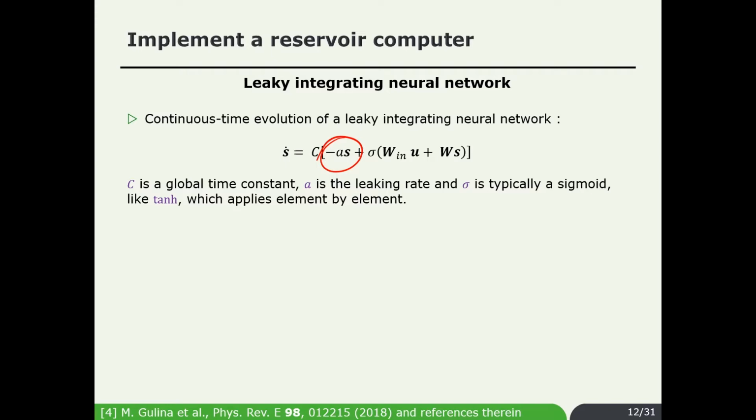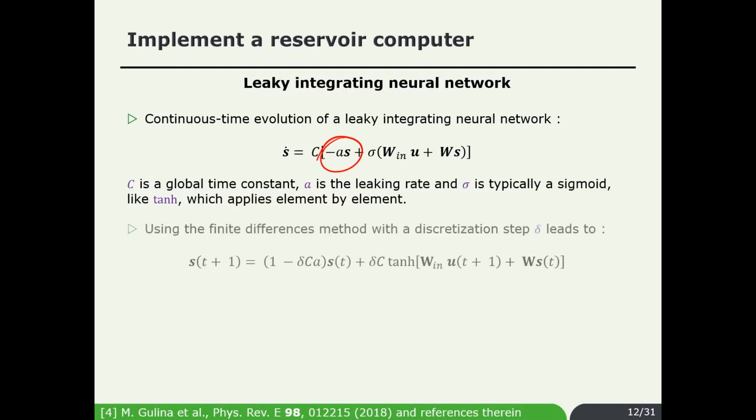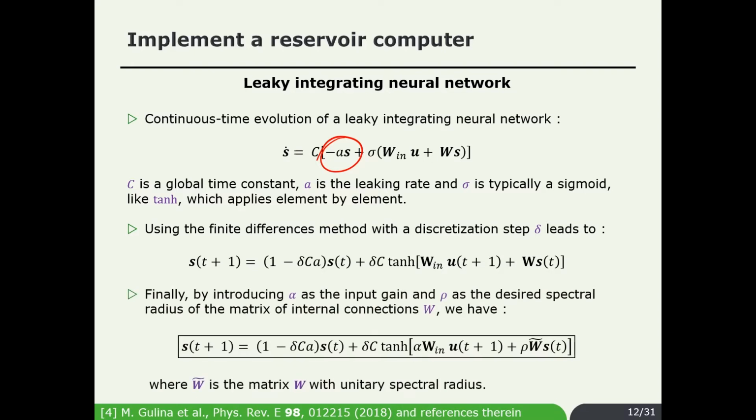Using the finite difference method with a discretization step delta leads to a discretized system dynamic, which is almost the one of the reservoir. Finally, by introducing alpha as the input gain and rho as the desired spectral radius of the matrix of internal connections, W, we have the expected equation where W tilde is the matrix W with unitary spectral radius.